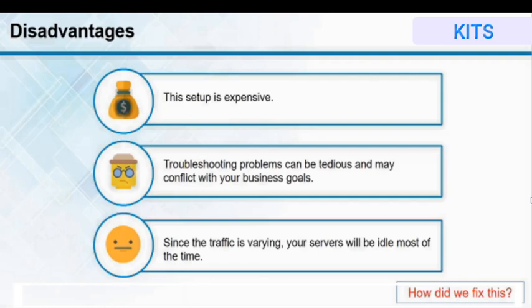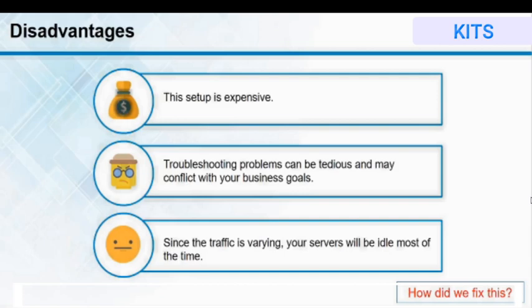Thirdly, since your traffic is varying, your servers will be idle most of the time. What this basically means is, you bought a minimum number of servers keeping the peak time in mind. Now, what about the time when the peak time is gone? Let's take an example. Say your peak time is between 4 p.m. to 6 p.m. When I say peak time, I mean the time when your website is experiencing the most traffic, right?